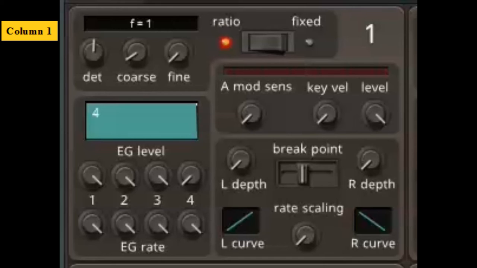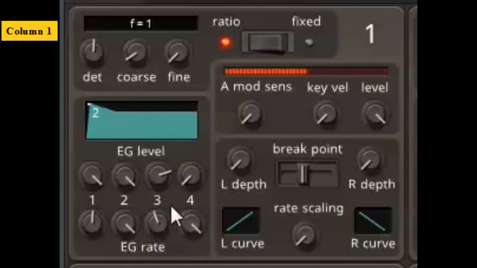The last experiment with the envelopes mimics a classic ADSR envelope. Level 1 and 2 have to be at 99, high, and level 4, of course, at 0. Rate 1 acts like a classic attack. Rate 3 corresponds to a classic decay. Level 3 is the equivalent of a classic sustain level. And rate 4 acts as the classic release time.